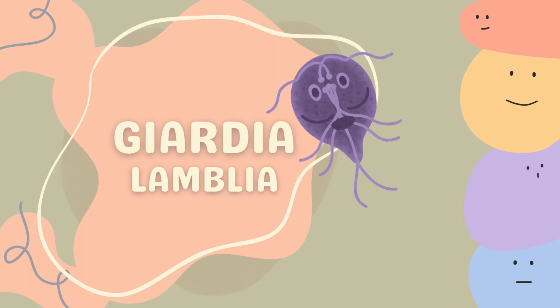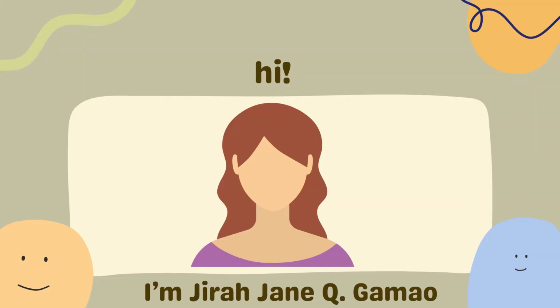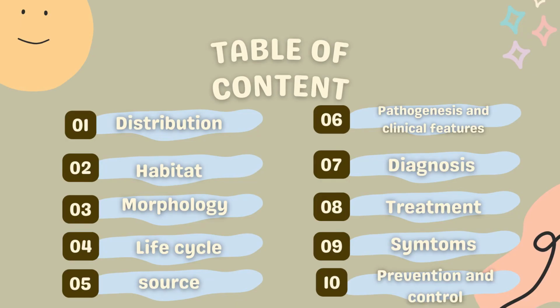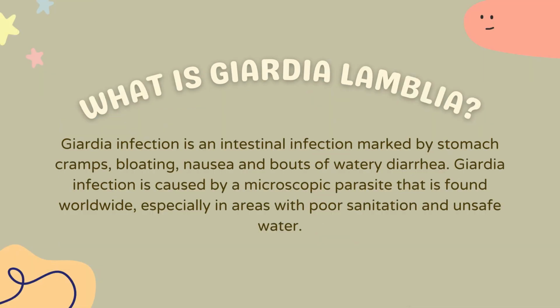Good day! For today's video, I'm going to discuss my parasite. It is called Giardia lamblia. And once again, I am Giardia lamblia. So this is our table of contents that I will share with you. The first one is distribution, habitat, morphology, life cycle, source, pathogenesis and clinical features, diagnosis, treatment, symptoms, and prevention and control. So what is Giardia lamblia?